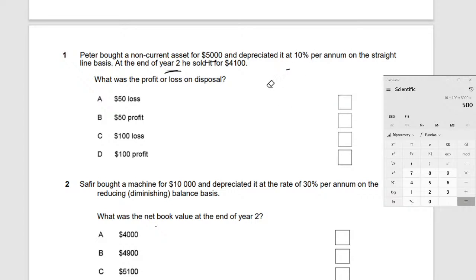We've calculated that it's 500 every year, so for the end of 2 years that's going to be 1000, right? From 5000 we take away 1000. That means right now it would have been valued at 4000, but we sold it for 4100. What does that mean? We got $100 of profit. So the answer is $100 profit. That's how you do the straight line method.